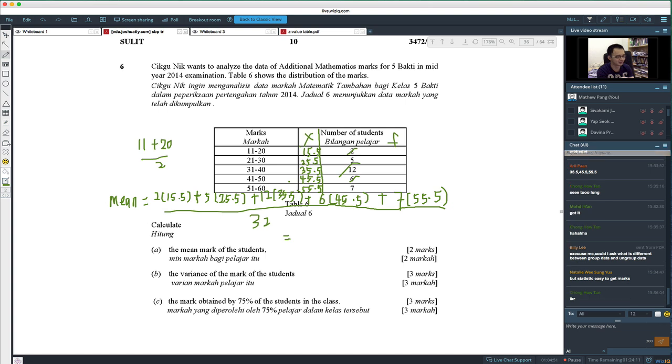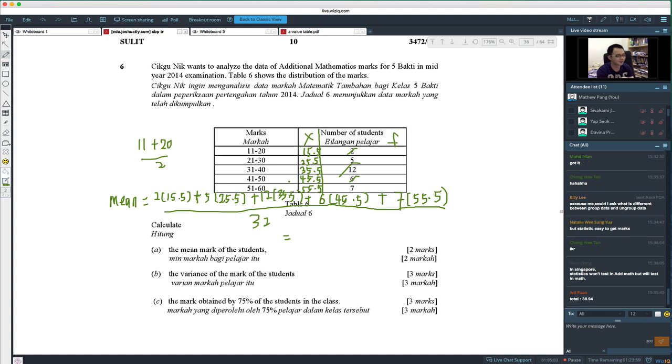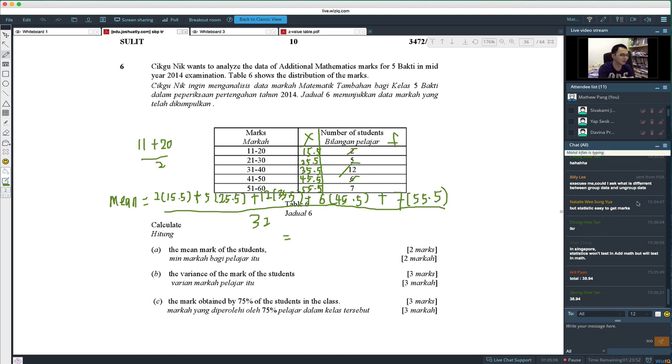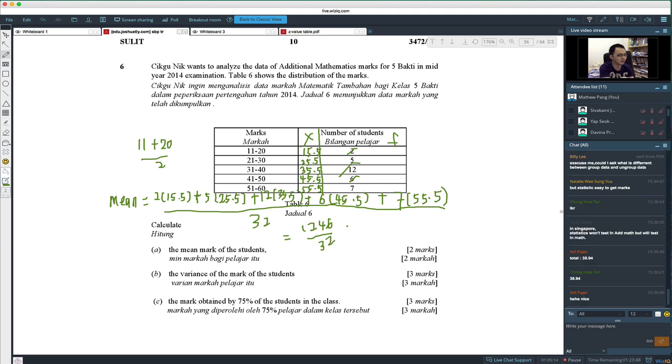25.5 plus 12 multiplied by 35.5 plus 6 multiplied by 45.5 plus 7 multiplied by 55.5, and then I have 1, 2, 4, 6. So it's just 1, 2, 4, 6 over 32. So your final answer should be 38.94. Alright, yeah, some students already got the answer. Good job. And the next one is variance.